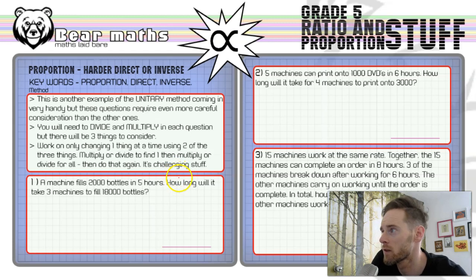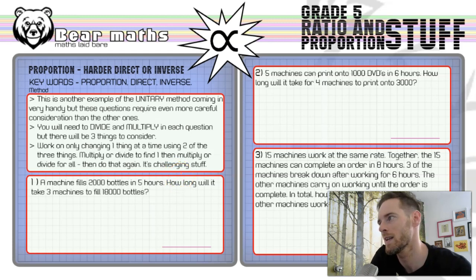Now, this is another example of where the unitary method comes in very handy, but these questions require even more careful consideration than the other ones do. In each case, you will need to divide and multiply in every question, but there'll be three things that you need to consider. You've got to work on only changing one thing at a time using two of the three things, and multiply or divide to find one, and then multiply or divide for all. Then do that again. It's really challenging stuff.